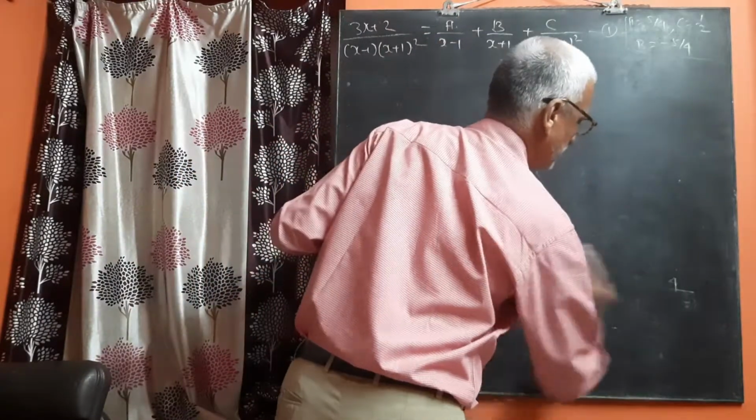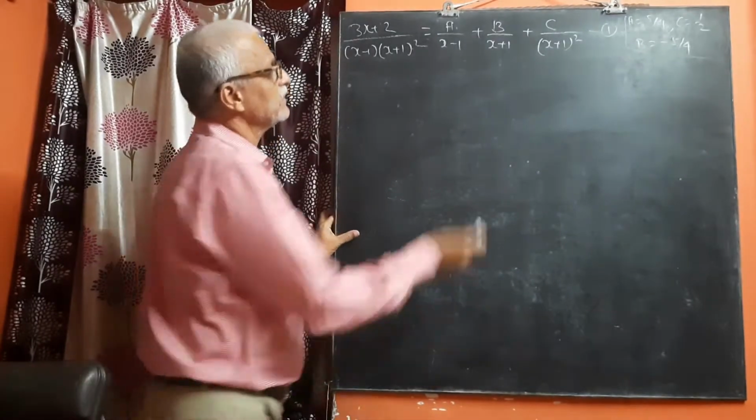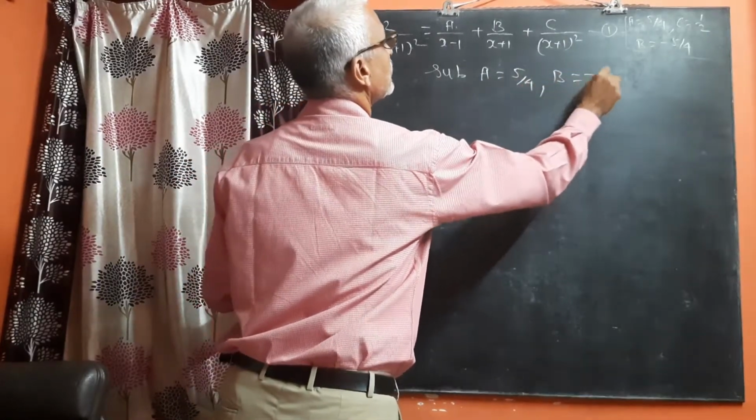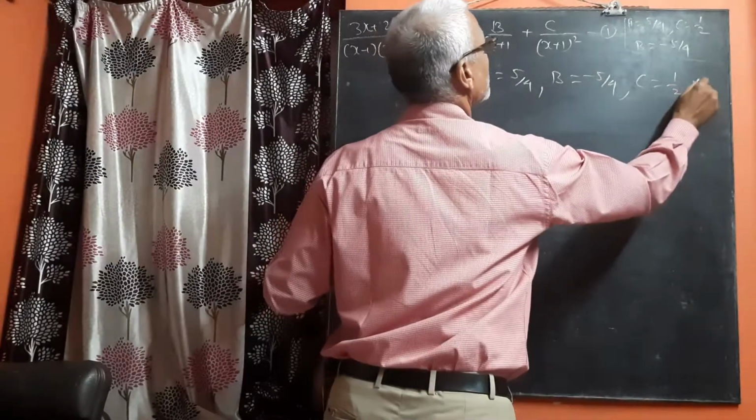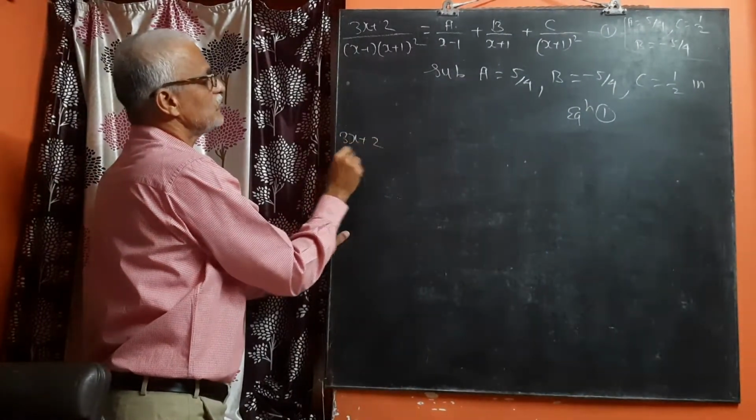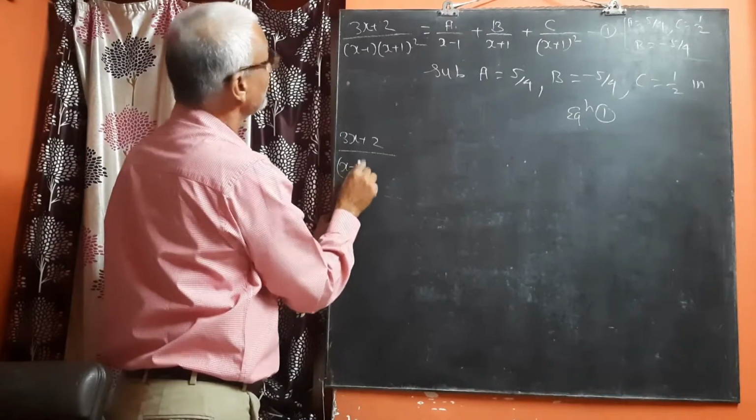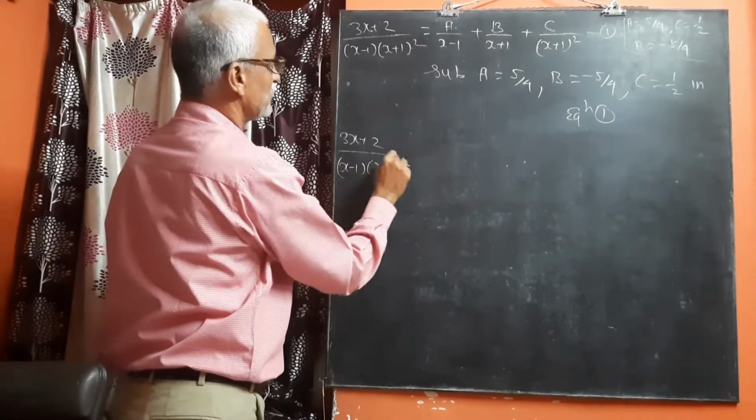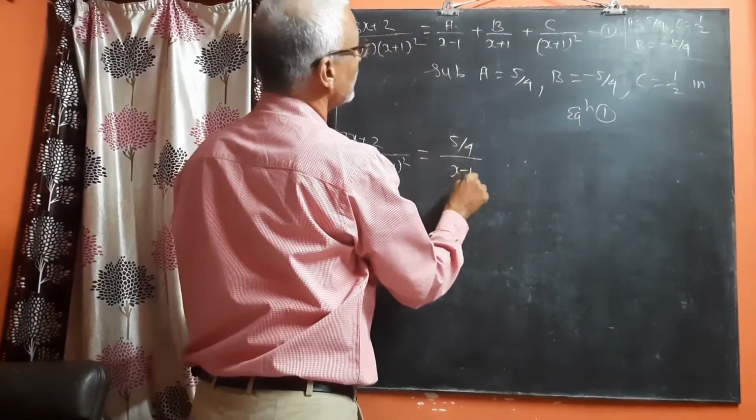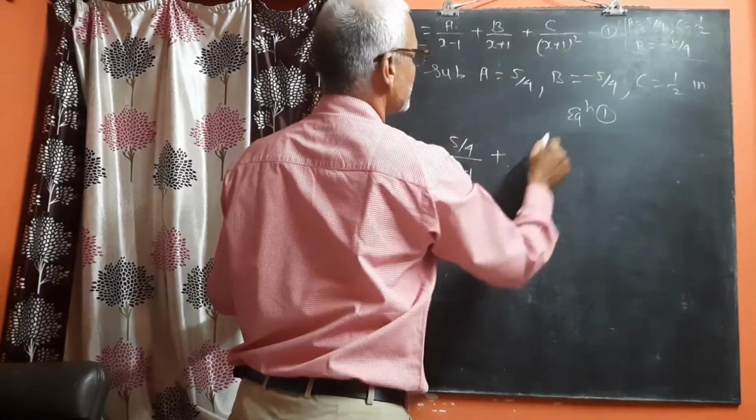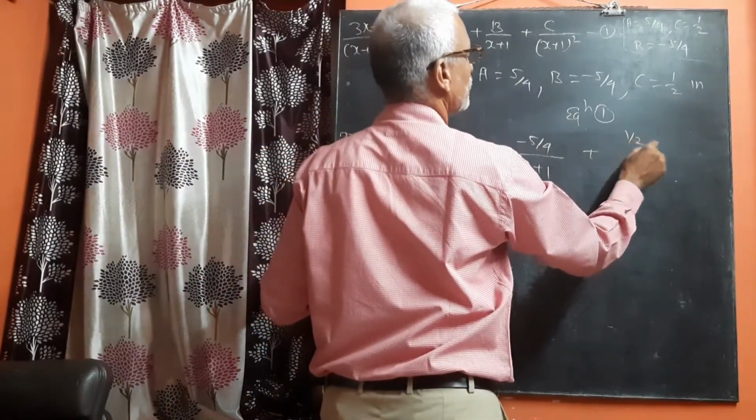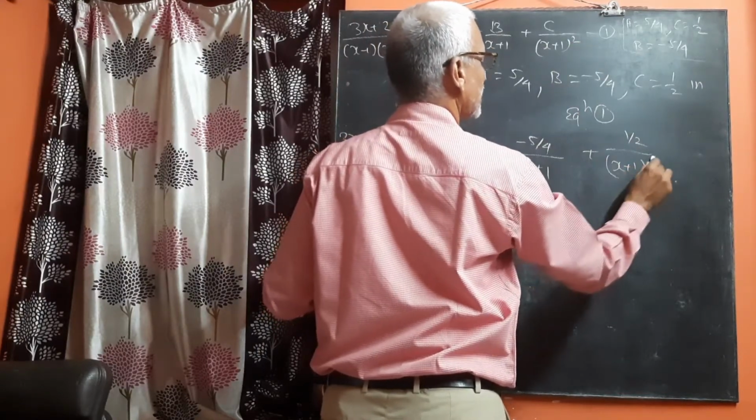Substituting a equals 5 by 4, b equals minus 5 by 4 and c equals 1 by 2 in equation 1, we will get 3x plus 2 divided by x minus 1 into x plus 1 the whole square is equal to a, which is 5 by 4, divided by x minus 1, plus b, which is minus 5 by 4, divided by x plus 1, plus c, which is 1 by 2, divided by x plus 1 the whole square.